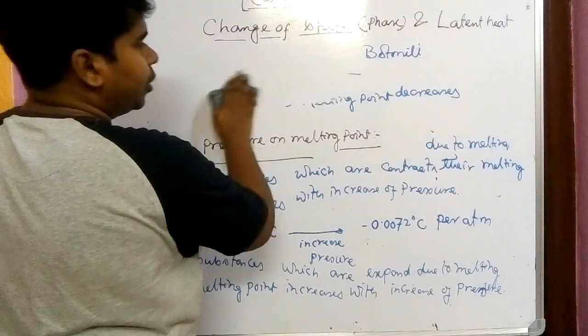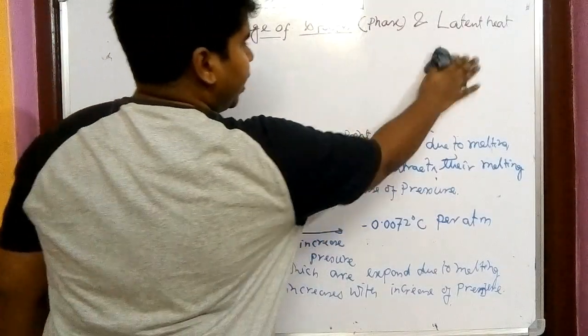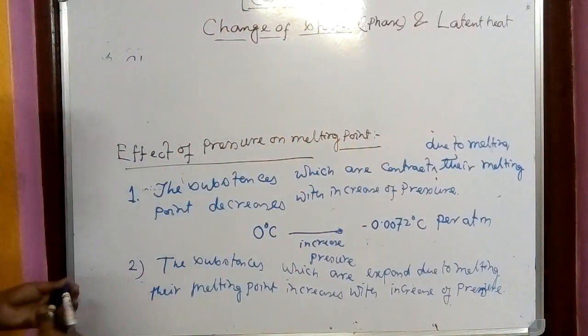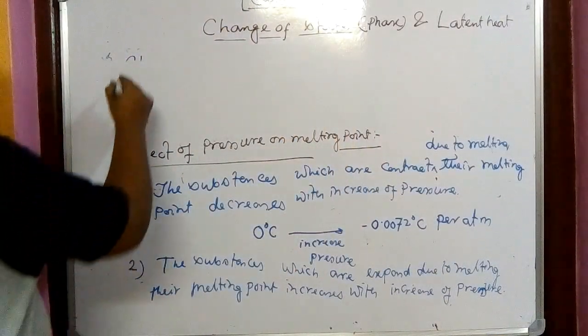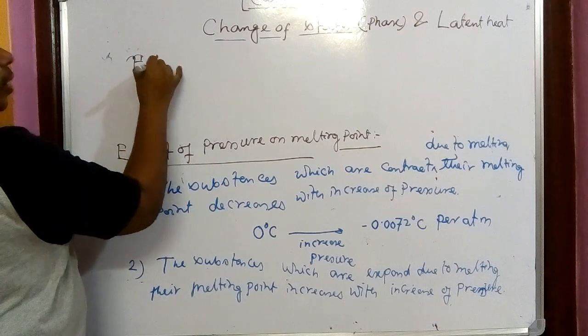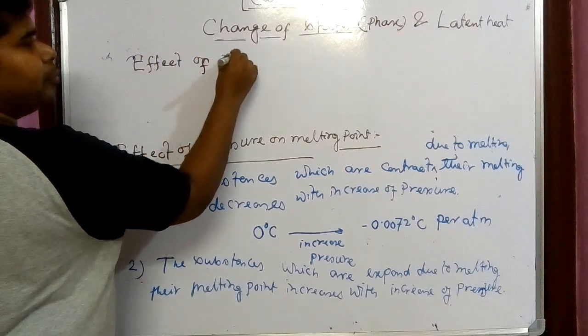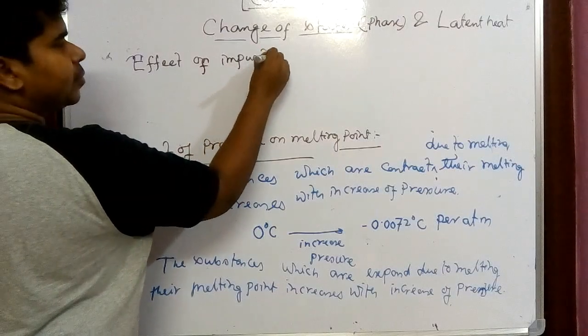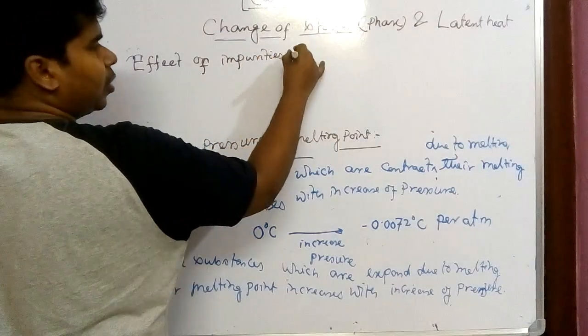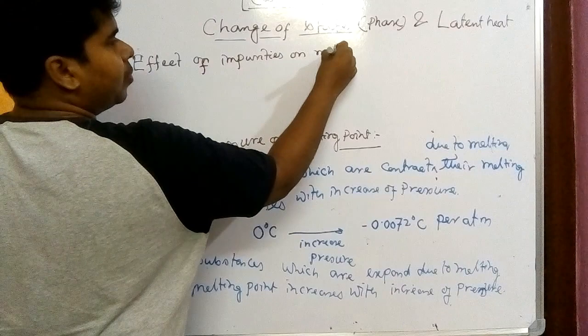Next, and you can say the last part of melting here, is the effect of impurities on melting point.